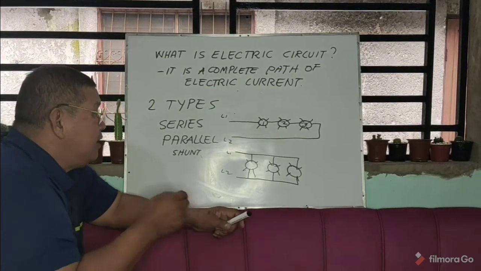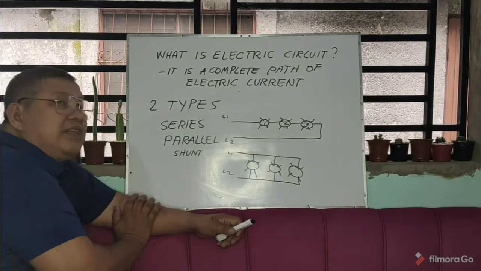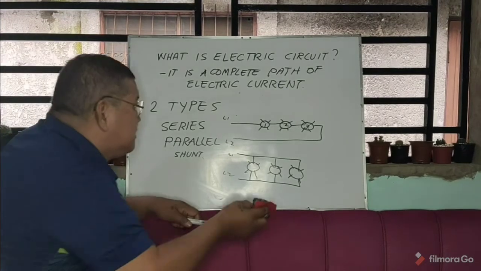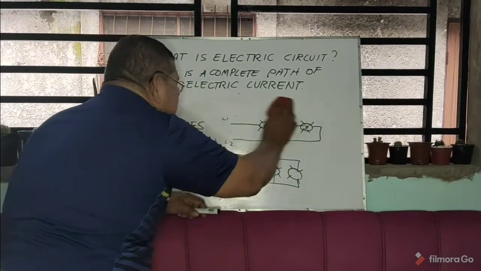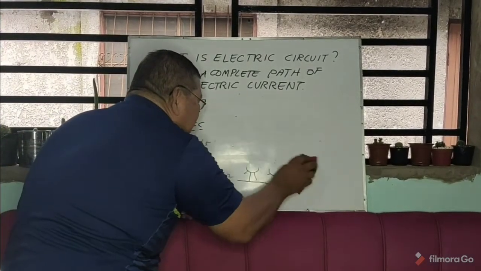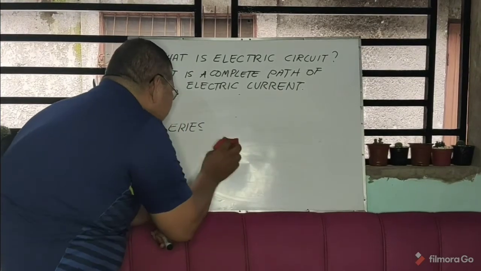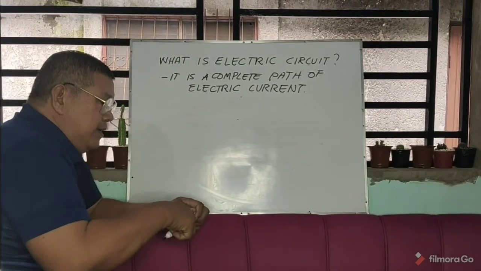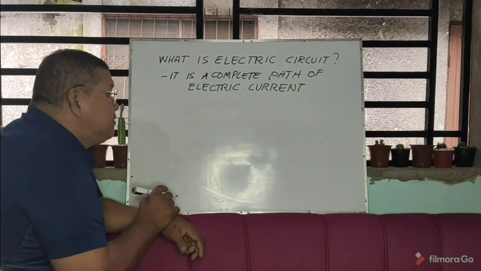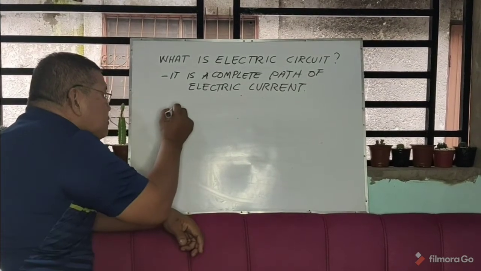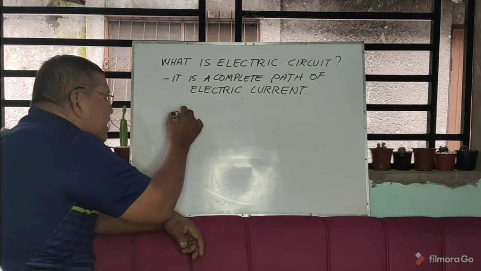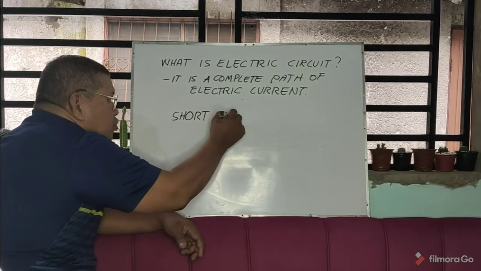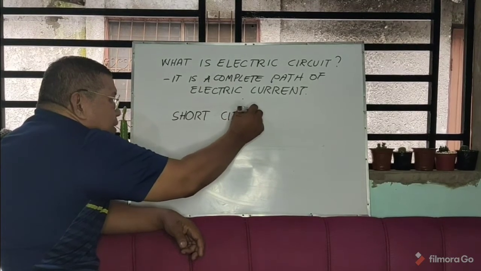Okay? So, these are the electric circuits. Now, in this type, there are also different classes of circuits. Okay? This is very important. First, there is what we call a short circuit. Okay. Short circuit. Now, what is this short circuit?